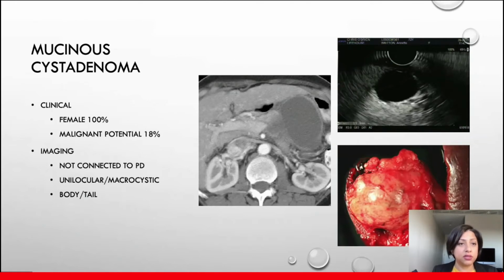Mucinous cystic adenomas are seen only in women, and they have a malignant potential of up to 18 to 20%. Again, these are generally not connected to the main duct and are most commonly seen in the distal pancreas, so in the body and tail. So a unilocular lesion in the body and tail, in a woman, is most likely to be a mucinous cystadenoma.